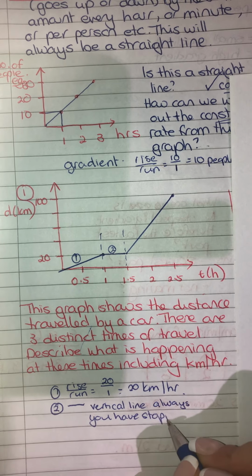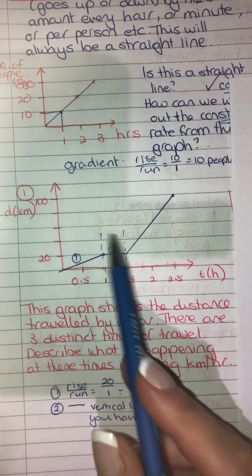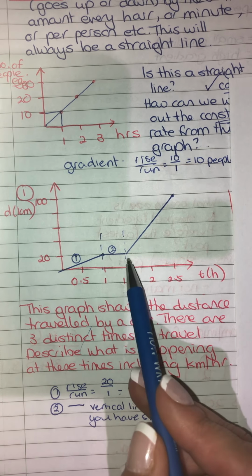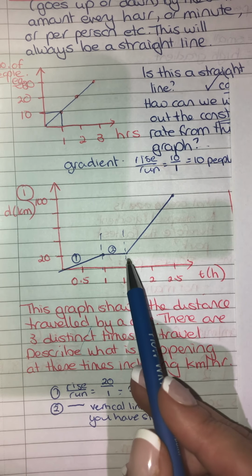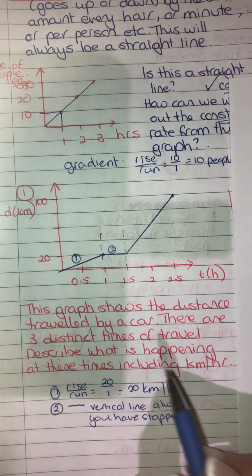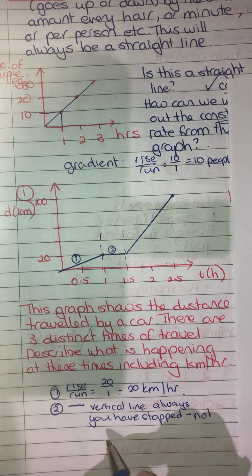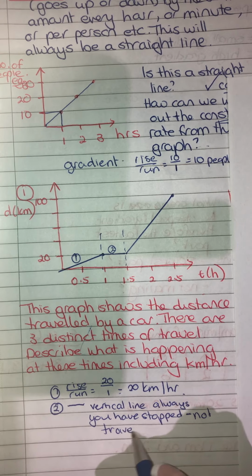That's because there's no rise. So when you do rise over run, you don't go anywhere. That would be 0 over 0.5, the run is 0.5, and that would give you 0. So you've gone 0 kilometres per hour. So you have stopped or not travelled anywhere.